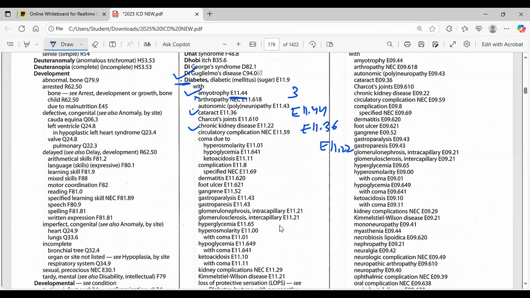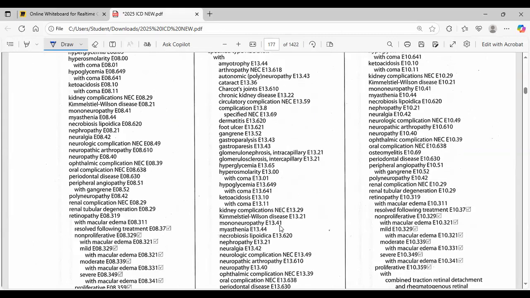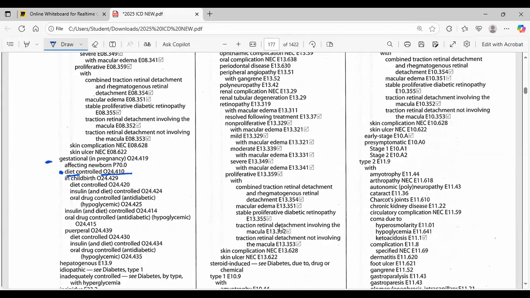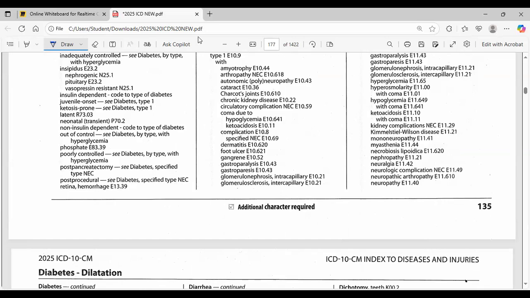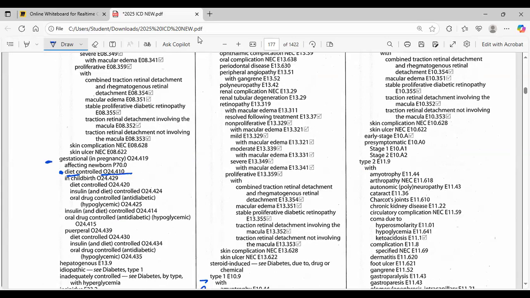You can see here, if the type of diabetes is not mentioned, your code is taken from series E11. All codes listed are from series E11. And if the patient has type 1 diabetes, our codes begin from E10. And if the patient has type 2 diabetes, in that case also we have to use a code from series E11.